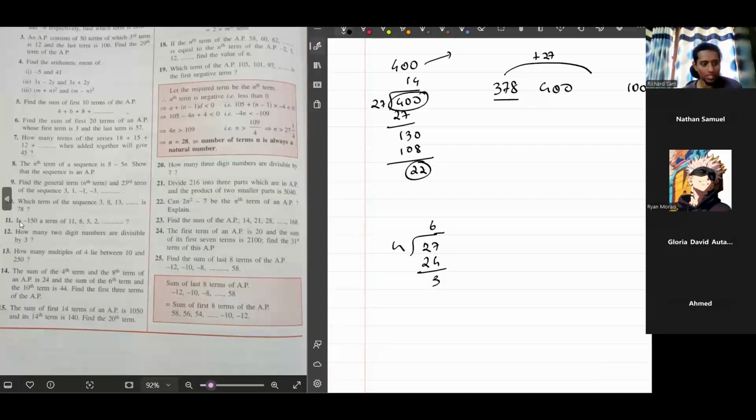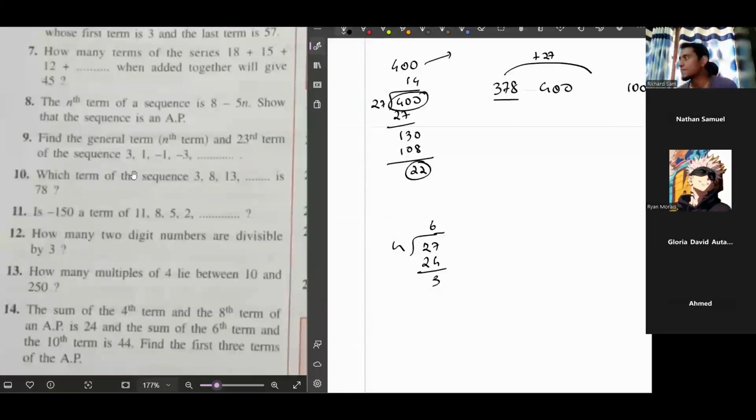Okay, there's one more type of question like this. See this 11th one? Is minus 150 a term of this AP? How will you check if minus 150 is a term of the AP? Take minus 150 as the last term and find n, the position. Now n should be a whole number. If n comes as a decimal number, that means this number is not part of the AP. N is the number of the term. It cannot be a decimal number. It has to be a whole number. Okay.